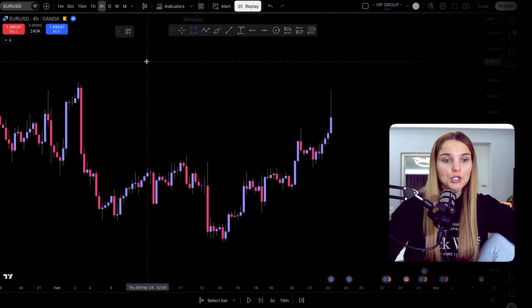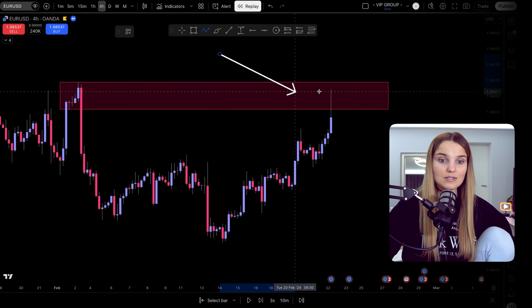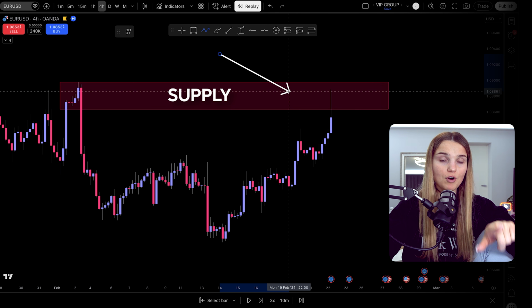Okay guys, so now supply and demand are clear as day. Let's actually talk about how most traders would enter their trades. So when you learn supply and demand, you will probably mark your zone just like this. So here we have a very clear supply level. This is Euro USD on the 4-hour time frame.